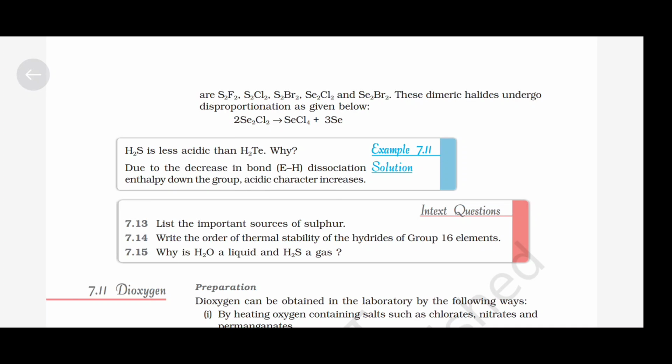H2S is less acidic than H2Te. Why? Due to decrease in bond dissociation enthalpy of the E-H bond down the group, acidic character increases.